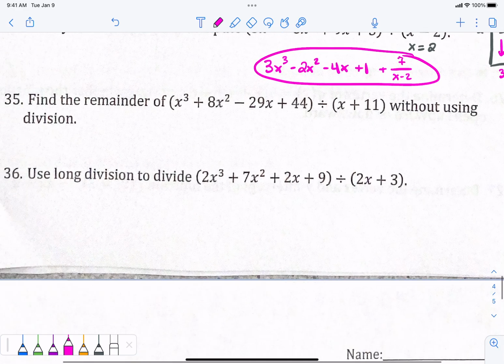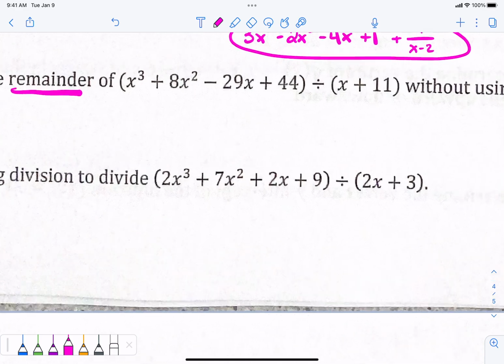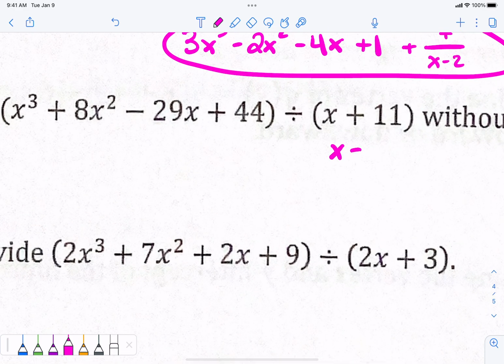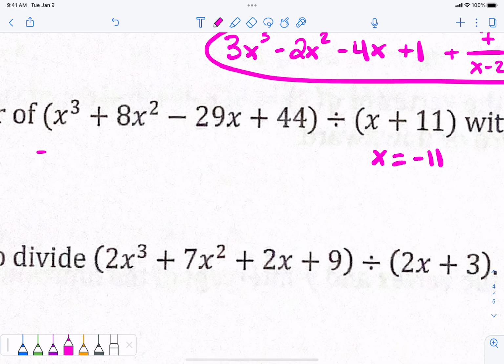The next one, find the remainder of this thing without actually dividing it. How can I figure out what the remainder should be without actually dividing it? Plug in negative 11. Yep, x equals negative 11, I'm going to plug that in, and whatever I get should be the remainder. If that answer comes out to be 0, then it goes in there perfectly, and it's a factor. I don't know what 11 to the 3rd power is, so you guys are going to have to do this on the calculator.